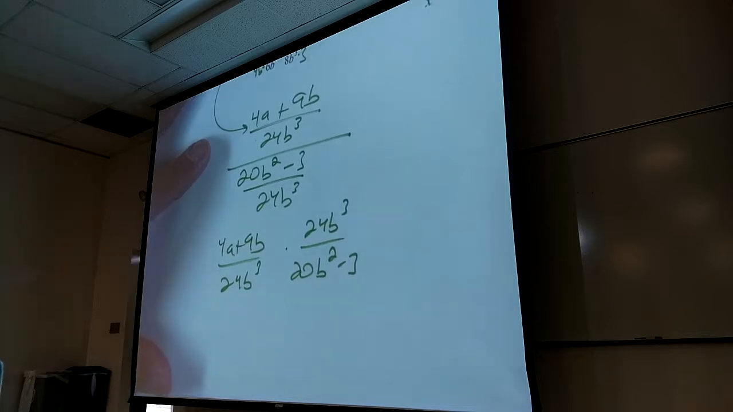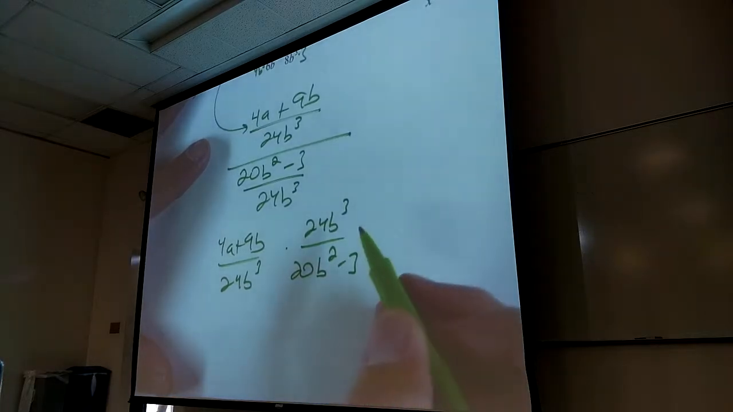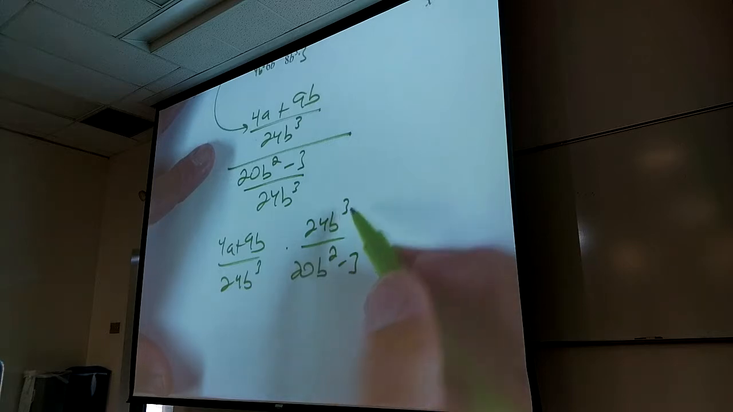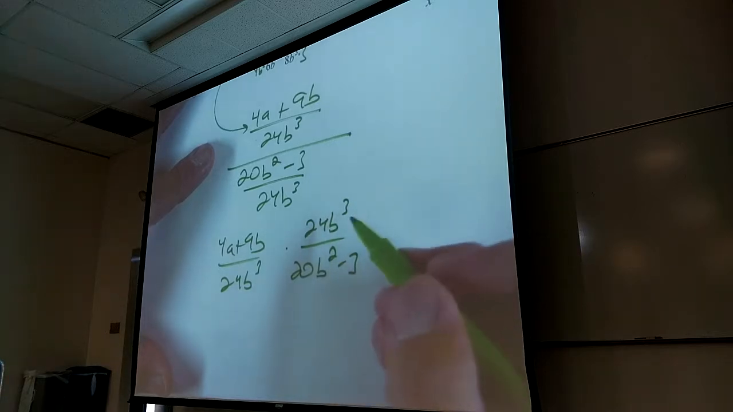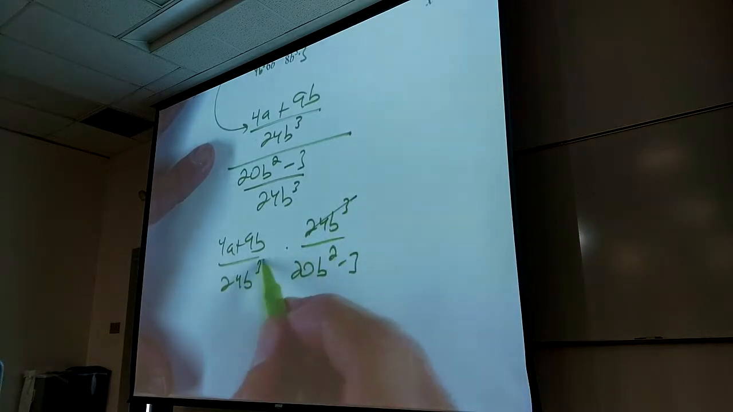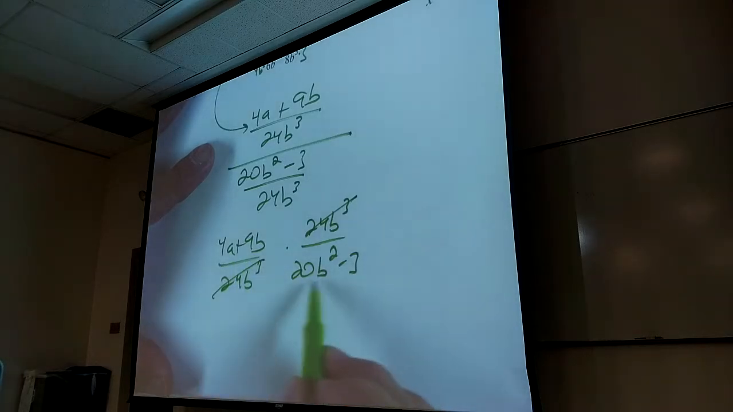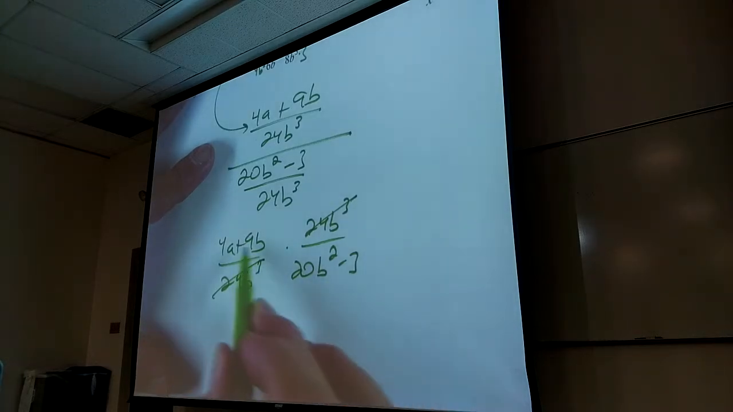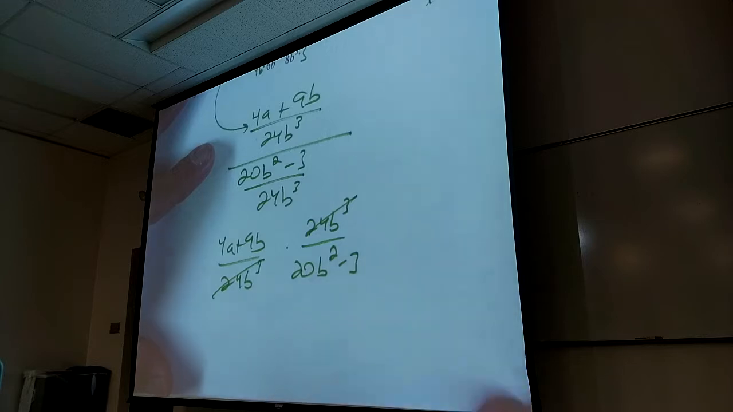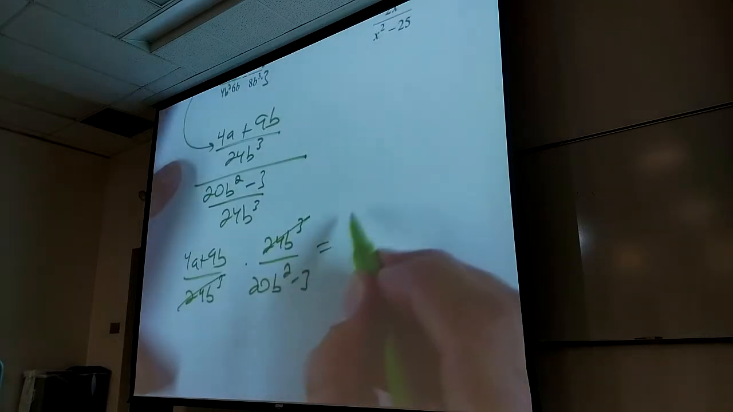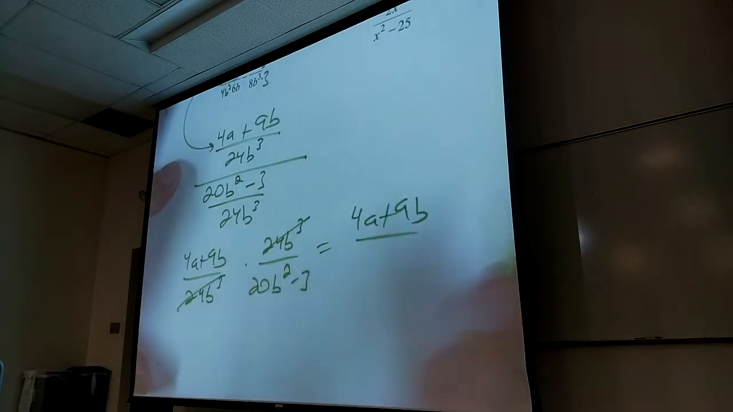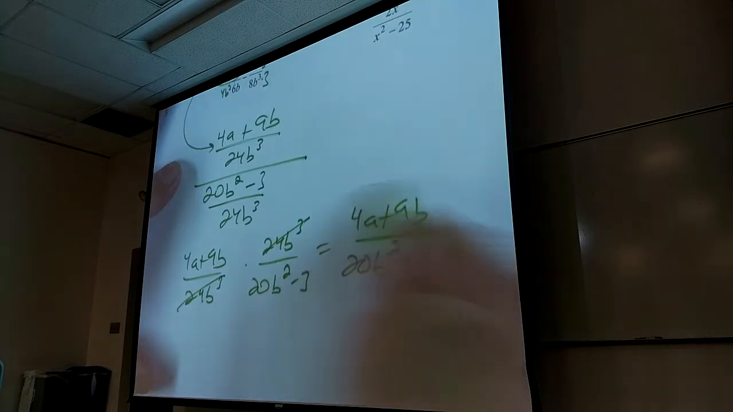And then what happens here, like we just said? These guys cancel. Anything happen between these two? Can you factor this guy? Can you factor either one of these guys? So they don't have a chance to have anything go away, so it's just going to be 4a plus 9b over 20b squared minus 3.